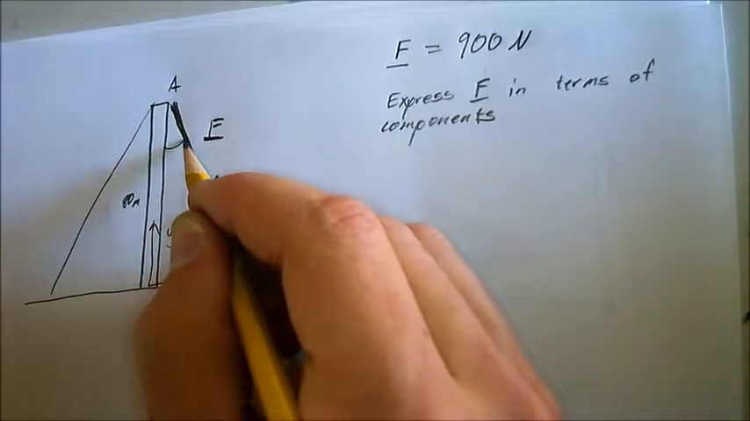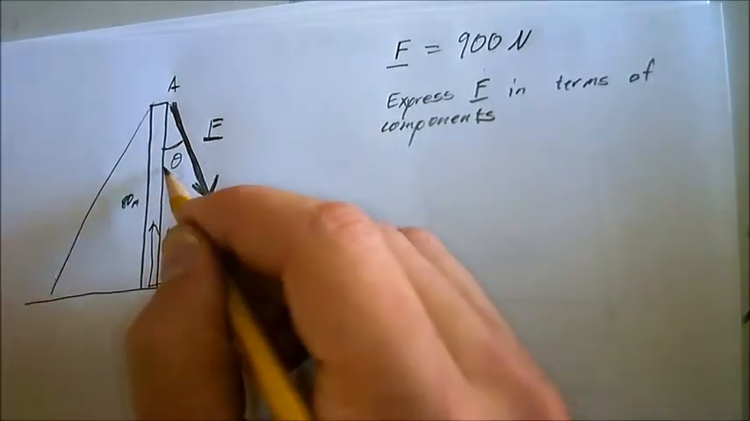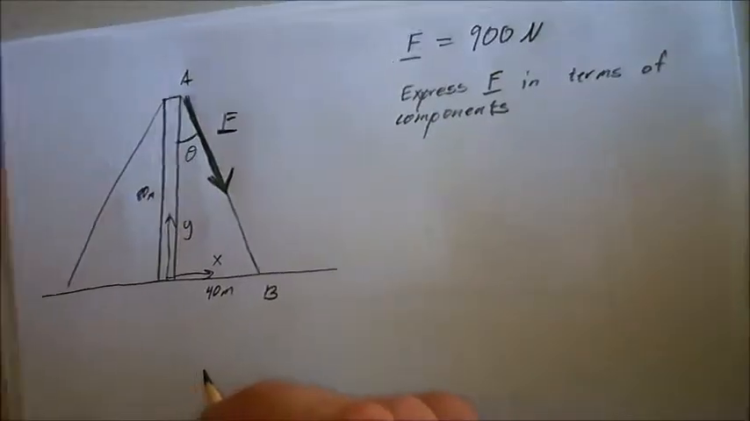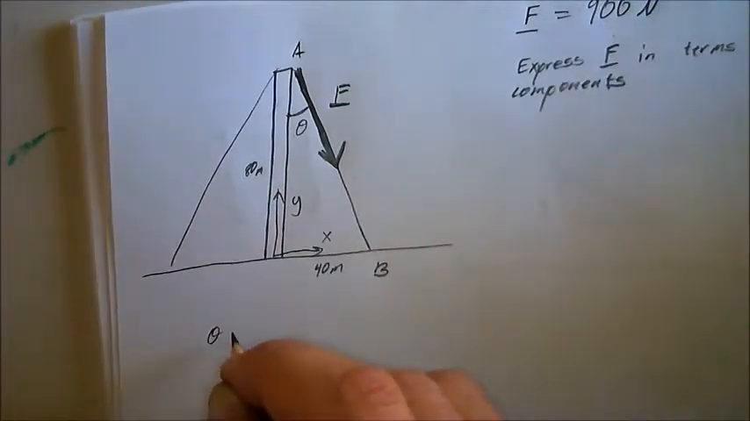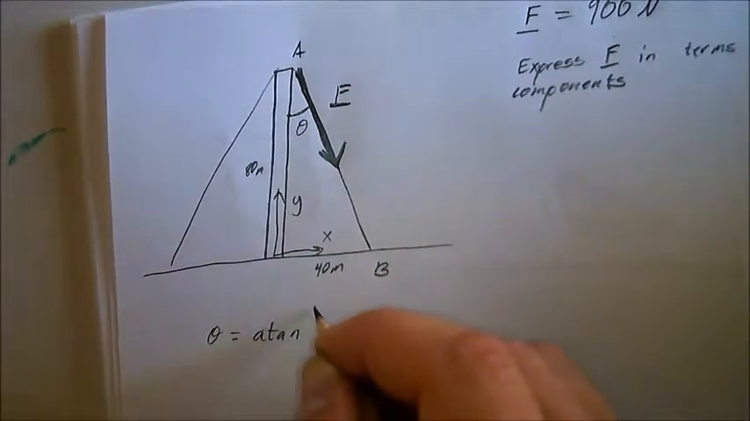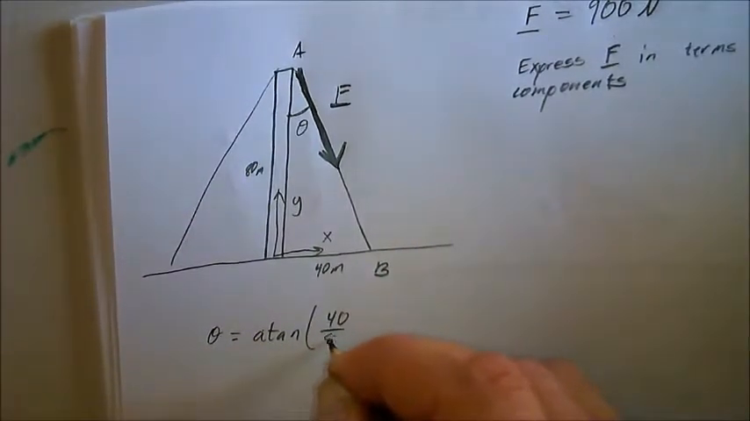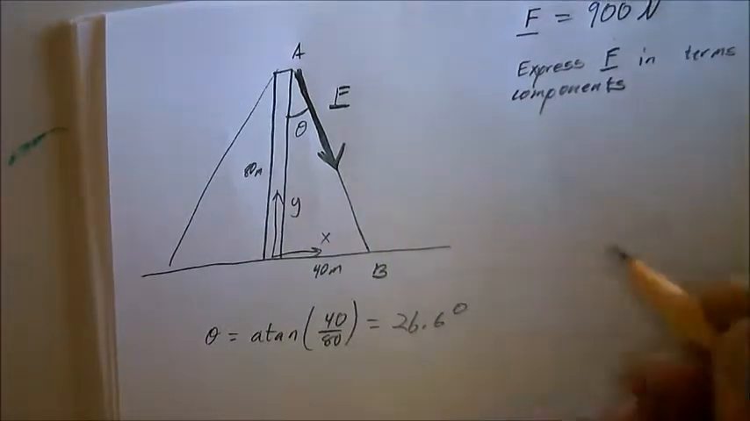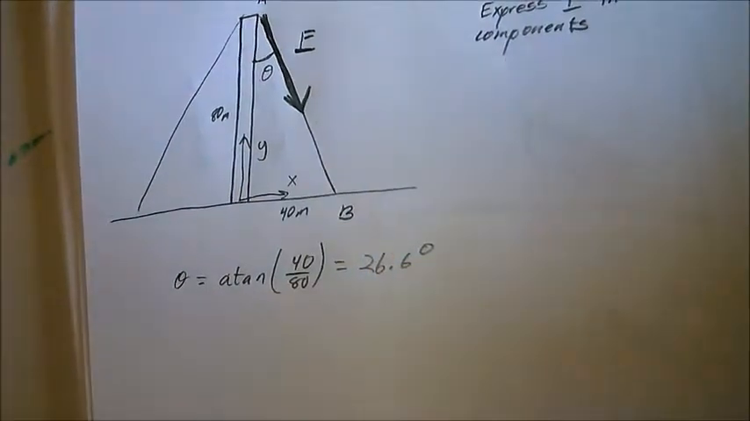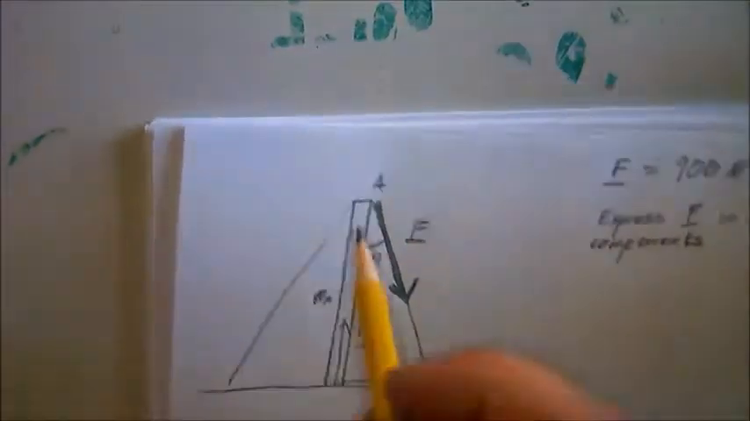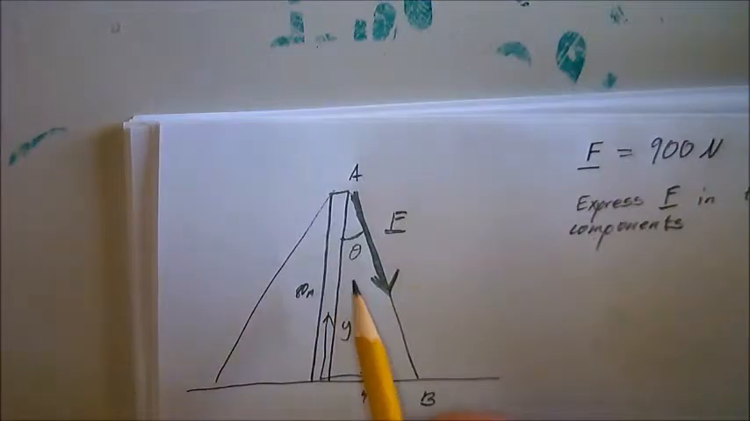The first thing you normally want to do in this situation is find some angle theta up here. So what we're going to do is just go ahead and find that angle, and we'll find out that theta is equal to the arctangent of 40 over 80, which will end up equaling 26.6 degrees. Pretty easy. Hopefully you guys all are familiar with that. Okay, from there, what we have to do is break this force into its x and y components.